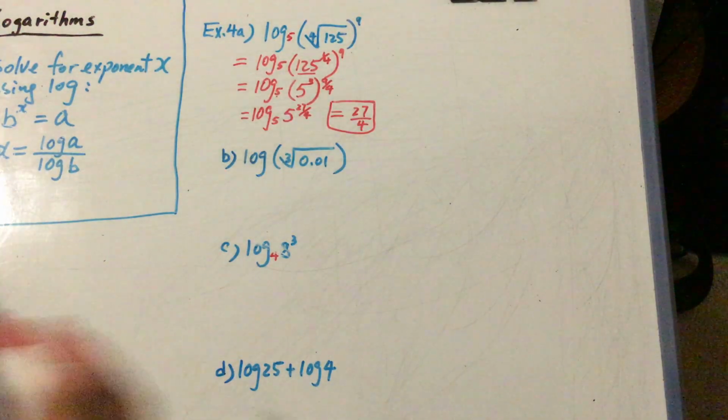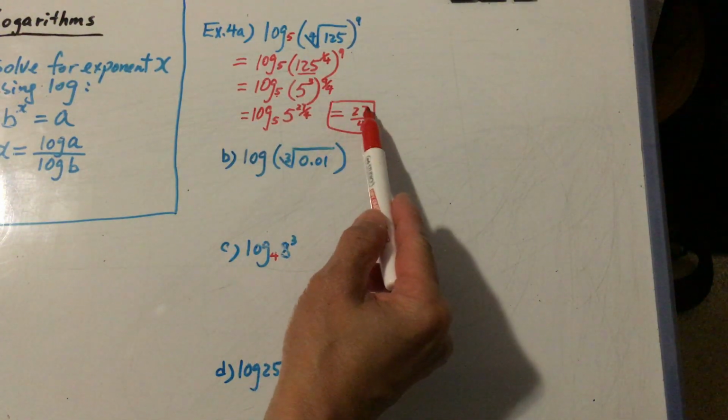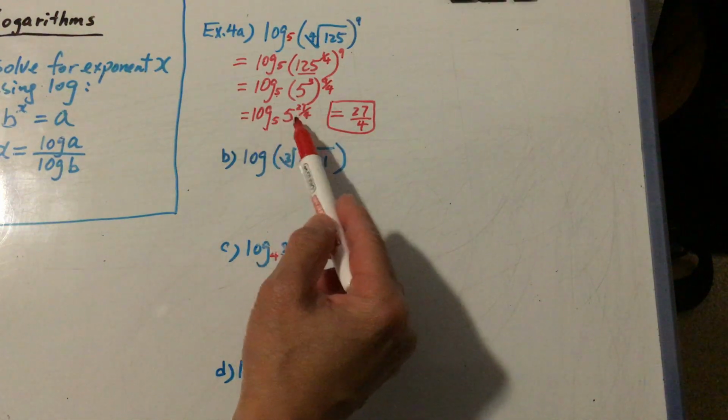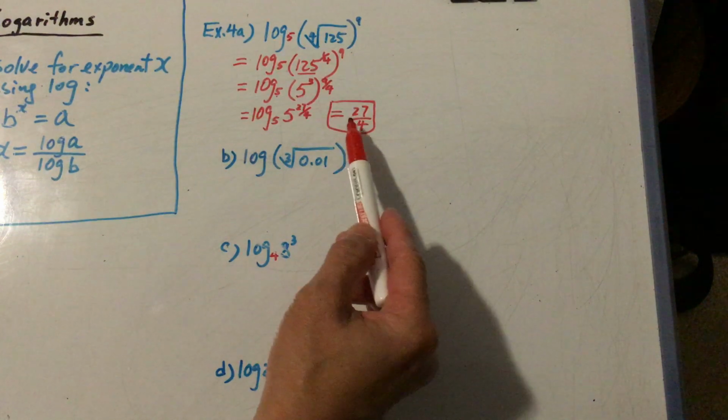If you have forgotten how we get to the 27 over 4, then you have to look back to 8.3, one of those facts that we talk about.